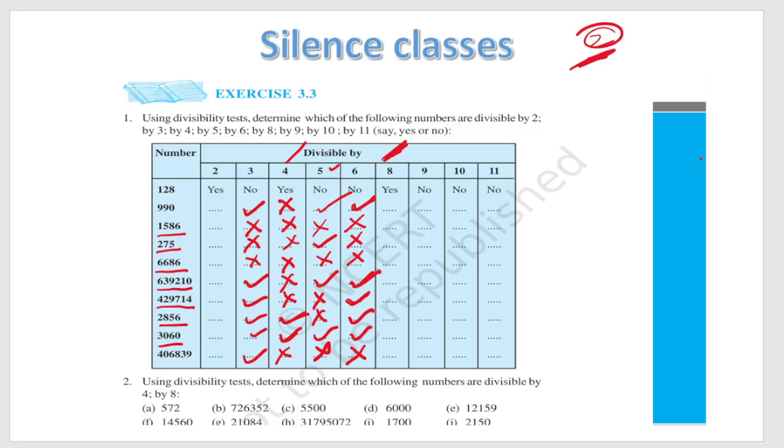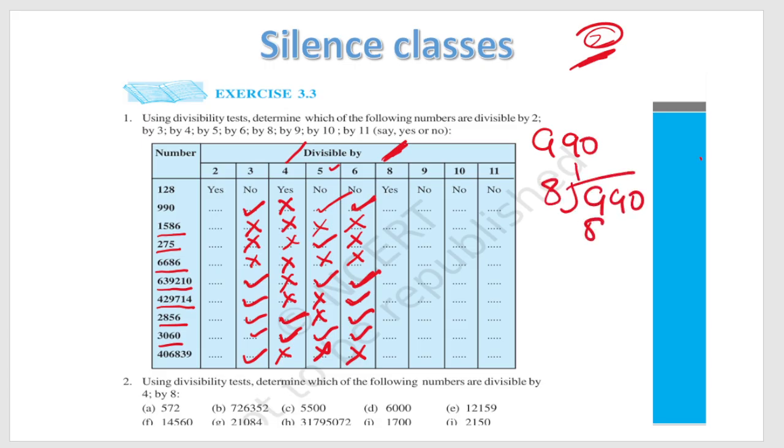The divisibility rule of 8 is that we have to check whether the last 3 digits of the number are divisible by 8 or not. Whatsoever number is given, if the last 3 digits of the number are divisible by 8, then we can say the number is divisible by 8. The first number given to us is 990. Let's check whether it is divisible by 8 or not.